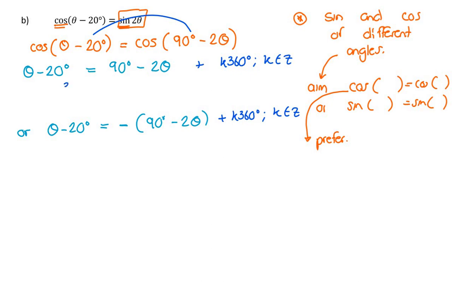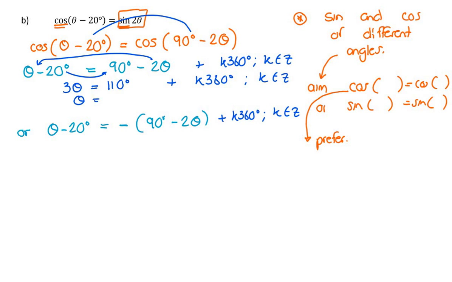So if I'm going to solve for theta in this first one, I'm going to say, right, 3 theta equals 110 degrees plus K360. K is the element of integers. And then I would divide by 3. So I'll get theta equals 36,67 degrees. But if I divide by 3, I must divide the period by 3. So it's K120.